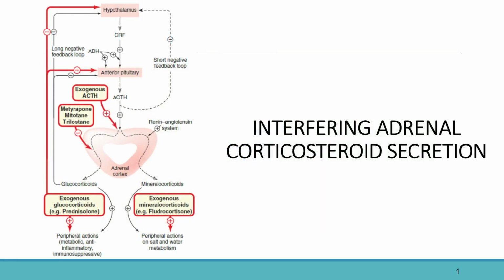This section of the lecture focuses on pharmacologic interference with corticosteroid function. The hypothalamic pituitary adrenal axis is tightly regulated by feedback. We can suppress adrenal steroid synthesis, destroy adrenal cortical tissue, or block corticosteroid receptors. These drugs are mainly important in hypercortisolism, management of hypertension, adrenal tumors, and hyperaldosteronism.